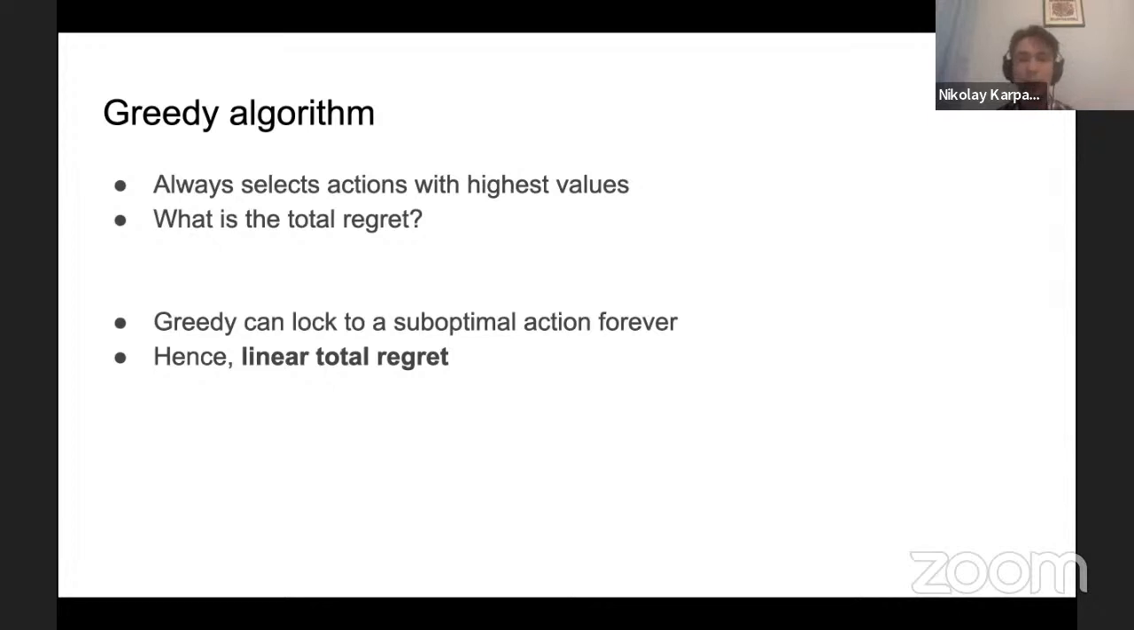And why is it linear? Linear means that at each step, at each game, you get less than optimal, and the total regret grows linearly with respect to the number of steps. So you get constant regret at each step, which is measured by the difference between the optimal machine and the suboptimal machine.